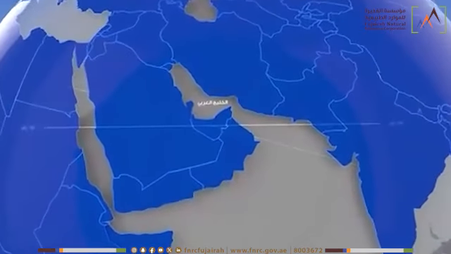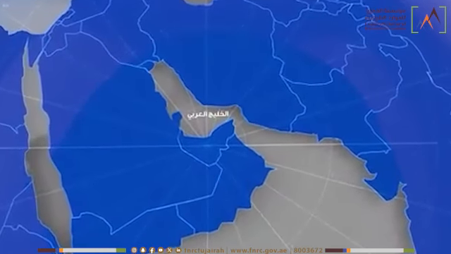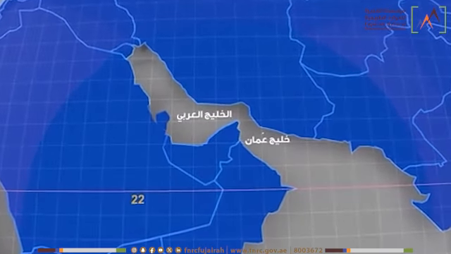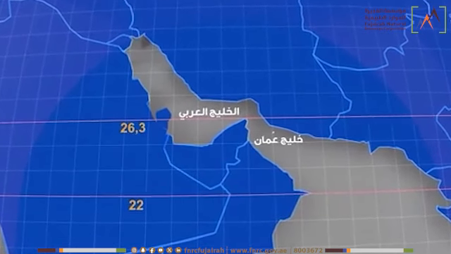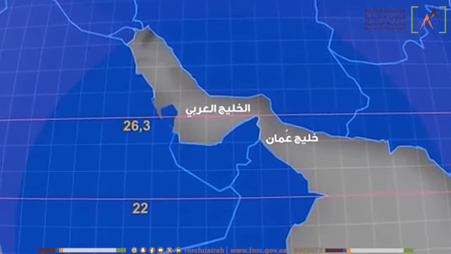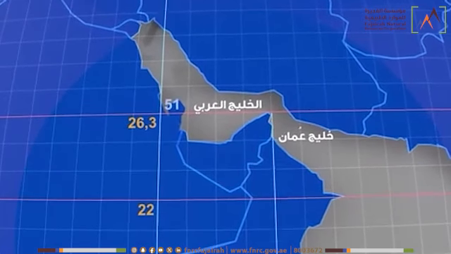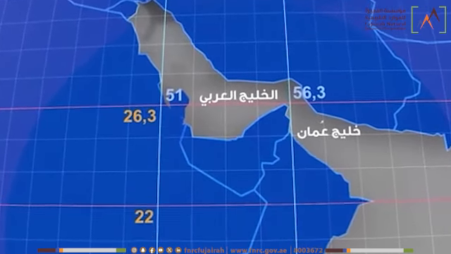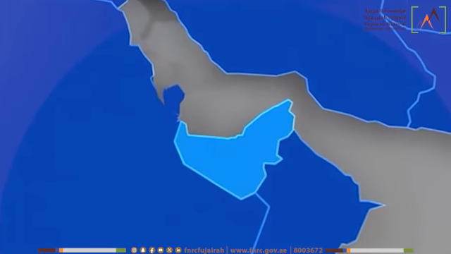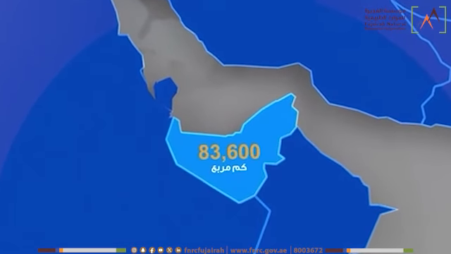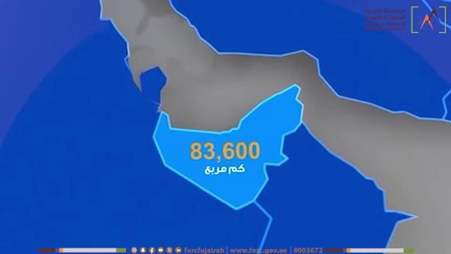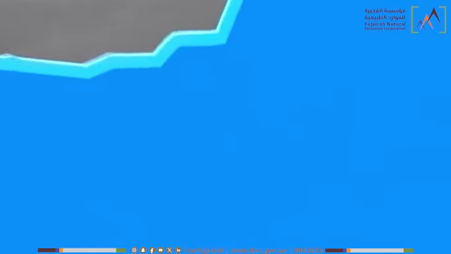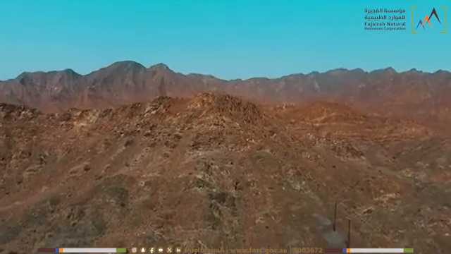Between the bodies of water of the Arabian Gulf in the north and northwest and the Gulf of Oman in the east, between latitudes 22 degrees and 22 degrees 26.3 minutes north and longitudes 51 degrees and 56.3 minutes east, lies the United Arab Emirates with an area of approximately 83,600 square kilometers. Deserts make up most of this area.